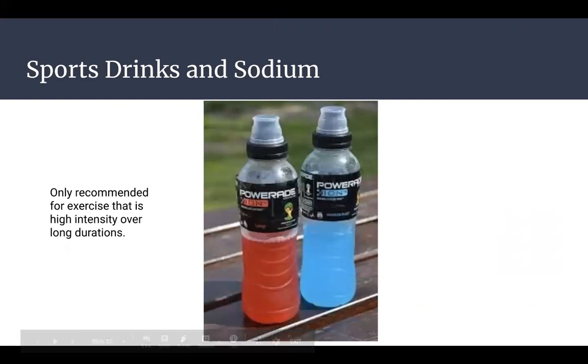All right, so when we think of electrolytes, I think a common thing that we think of is sports drinks, those such as Powerade, Gatorade. However, when it comes to sports drinks, these are only recommended for exercise that is of high intensity, so it requires more energy. Think sports such as tennis, soccer, long distance running. Those would be high intensity sports, and ones that occur over long durations. Again, tennis matches, soccer matches, running races, or even bicycling. These generally occur over long periods of time.